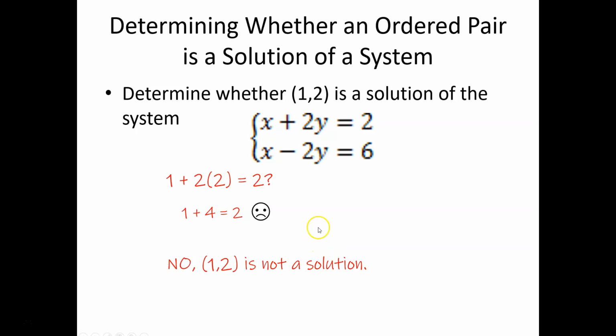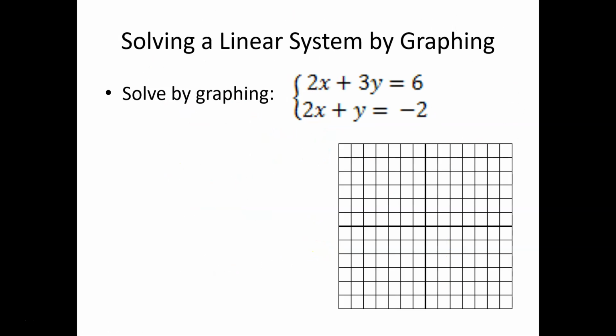Okay, so that's how we determine whether an ordered pair is a solution. Now we're going to solve a linear system by graphing. To do that, we want to get these into y equals mx plus b, or slope-intercept form. So let's algebraically manipulate this first equation, 2x plus 3y equals 6. First thing we have to do is subtract the 2x and then divide by 3. And we get y equals -2/3 x plus 2.